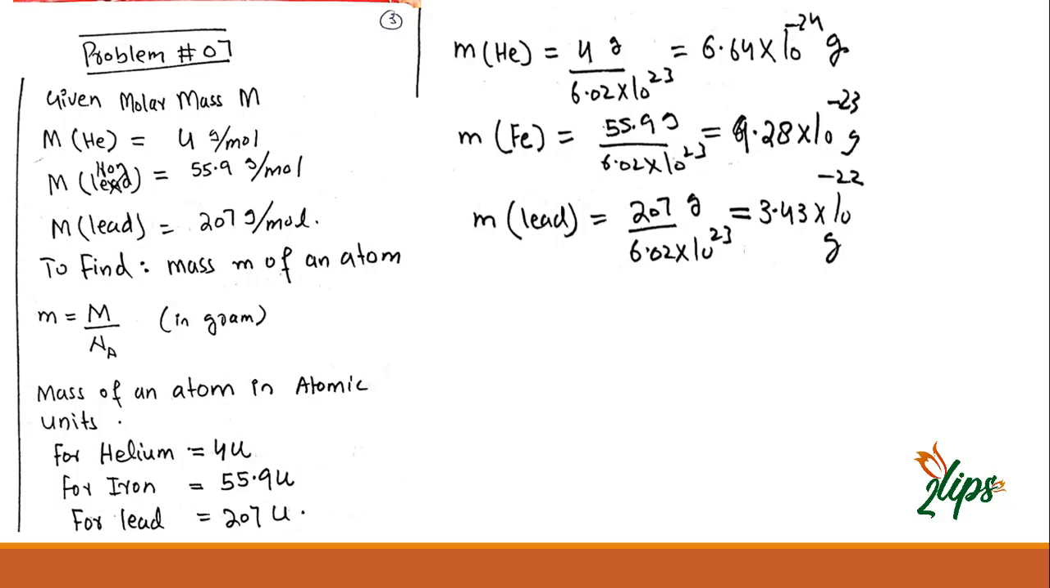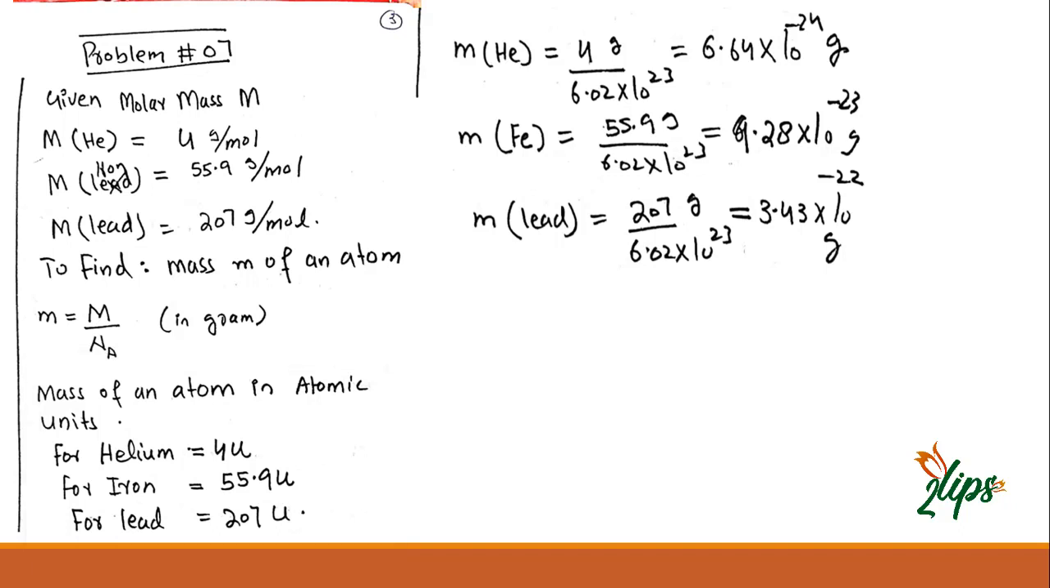So it is quite simple. If you know the molar mass of a material, you can find the mass of a single atom in atomic mass unit. So for example, for helium it is 4 gram per mole. So in atomic mass units, the mass of a single atom will be 4 AMU or 4 U. Similarly, for iron it is 55.9 gram per mole. So the mass of one single iron atom will be 55.9 AMU or simply U. And for lead it will be 207 U.